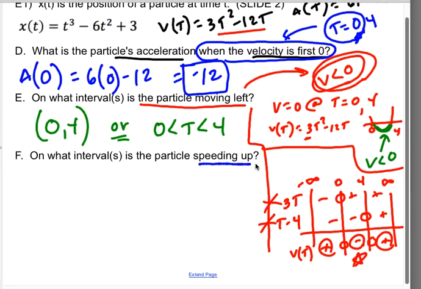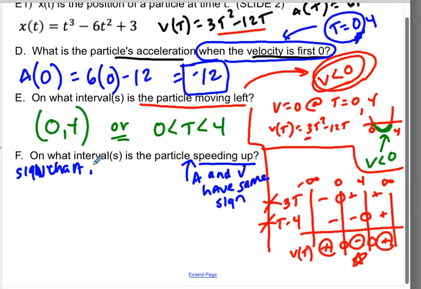Well, this is tricky, right? Because remember, speeding up means A and V have the same sign. So what I'm going to have to do is compare the signs of A and V. I'm going to need to make a similar sign chart for A and see what's happening with A and then compare.